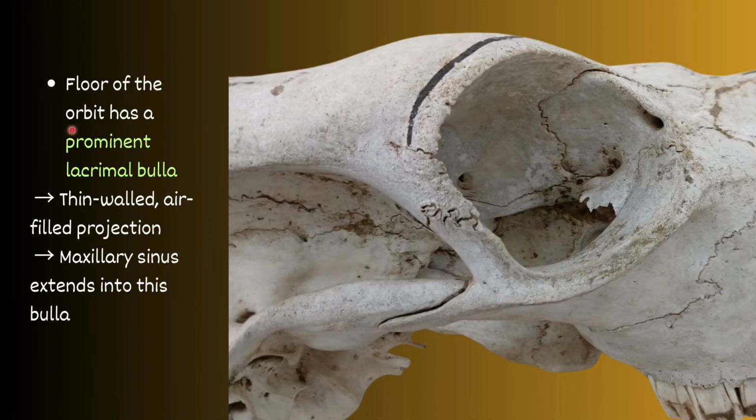The floor of the orbital surface has a prominent lacrimal bulla. If you see the floor of the orbital surface of the lacrimal bone, you will find a swelling, bone-like structure at this point, where some part is removed or detached and a portion is shown here. This structure is called the lacrimal bulla, an inward air-filled projection. The maxillary sinus extends into this bulla.